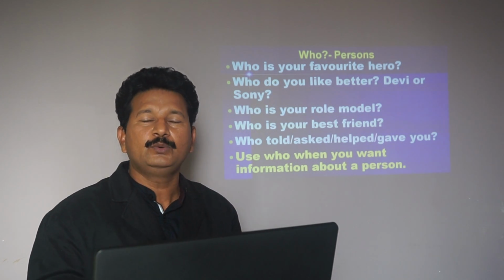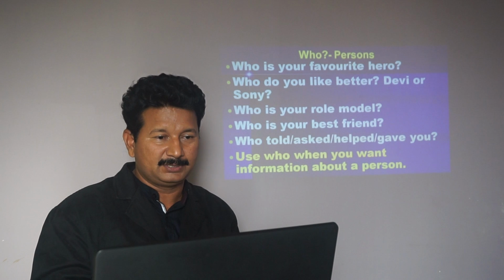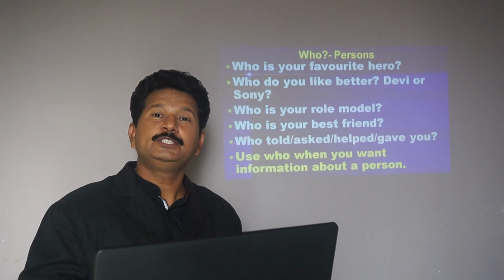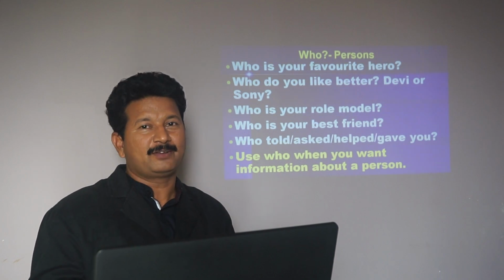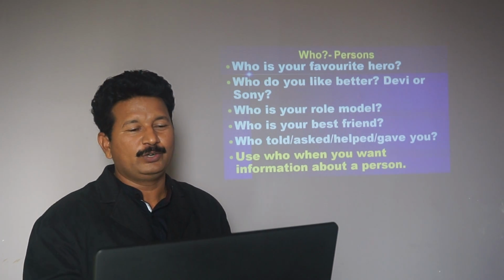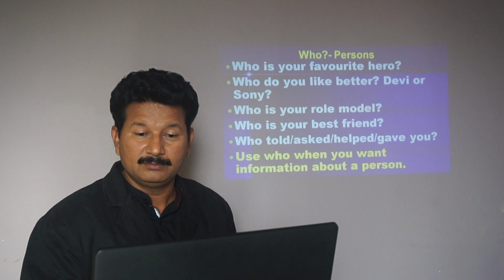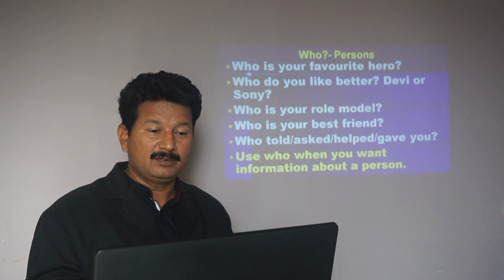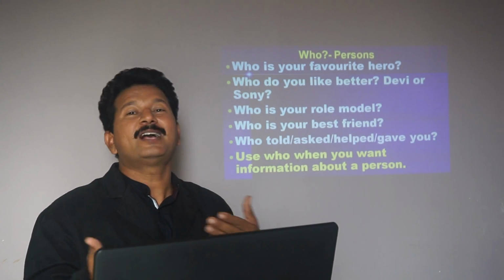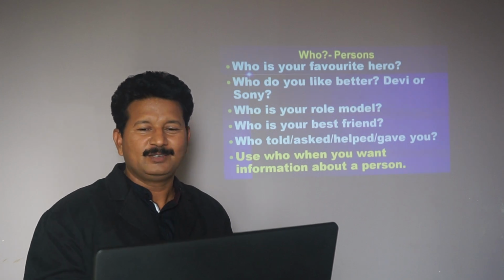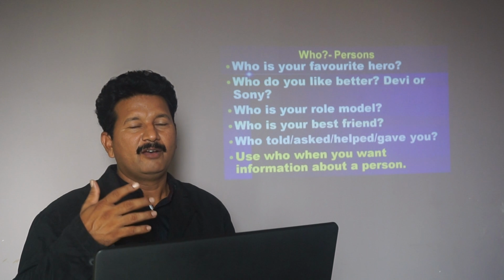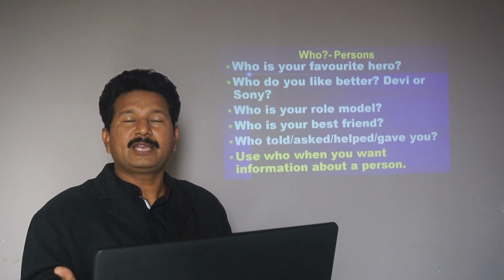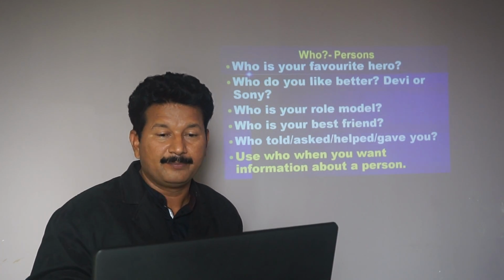The first one, who, to know about the persons. Like, you can ask, who is your favorite hero? Or who do you like better? Devi or Sony? Who is your role model? Who is your best friend? Who told you? Who asked you? Who gave you this? You can ask in this way. So we use who when you want information about a person.